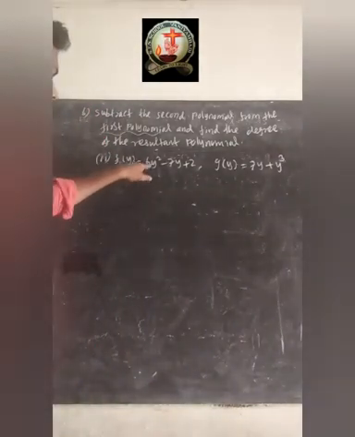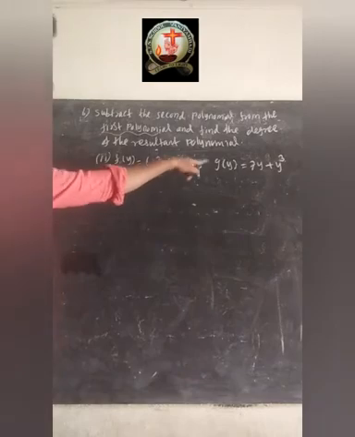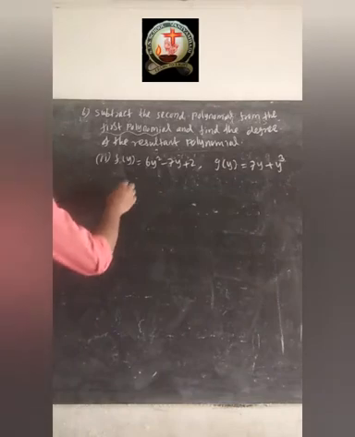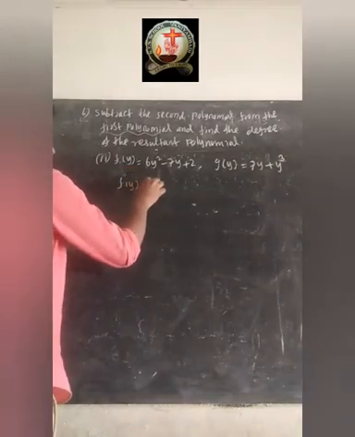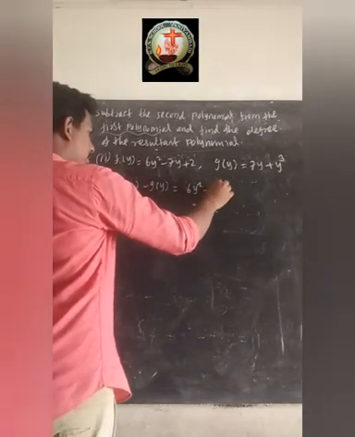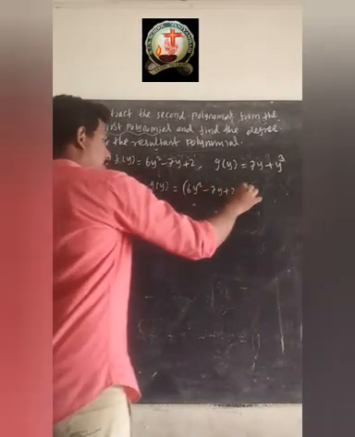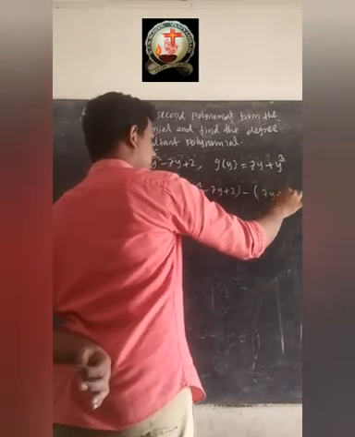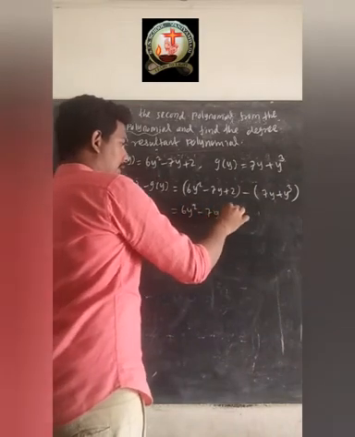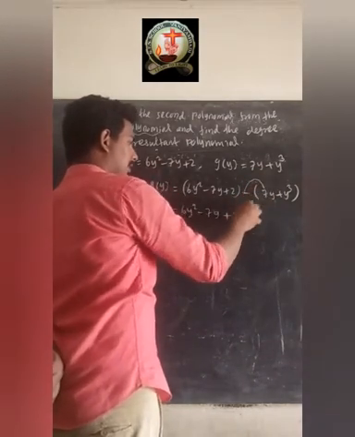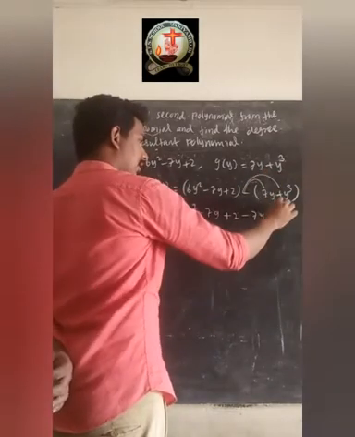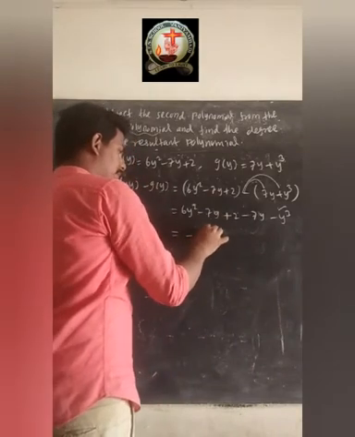Subdivision 2. F of y equal to 6y square minus 7y plus 2. G of y equal to 7y plus y cube. F of y minus g of y equals 6y square minus 7y plus 2 minus of 7y plus y to the power 3. Multiply inside: minus into plus is minus. So highest power is what? y power 3, so minus y power 3.